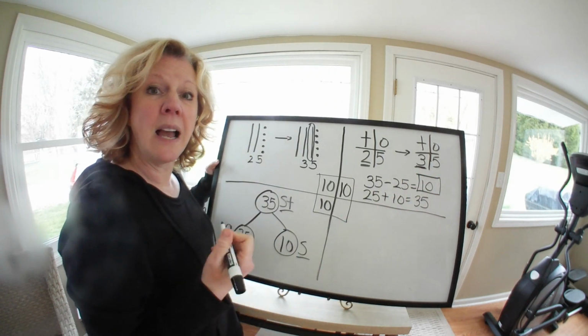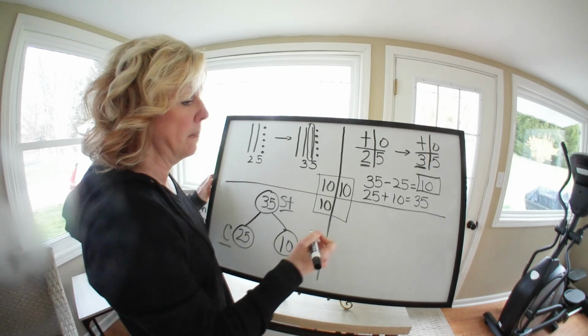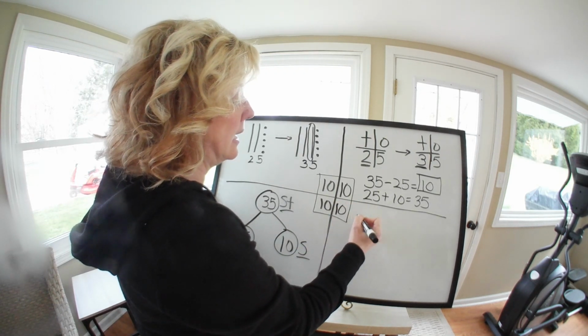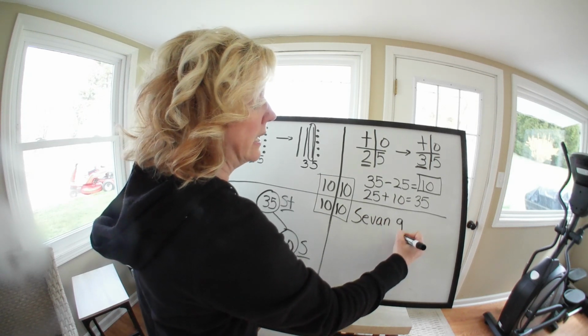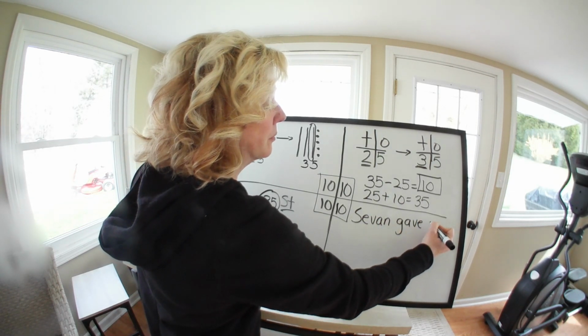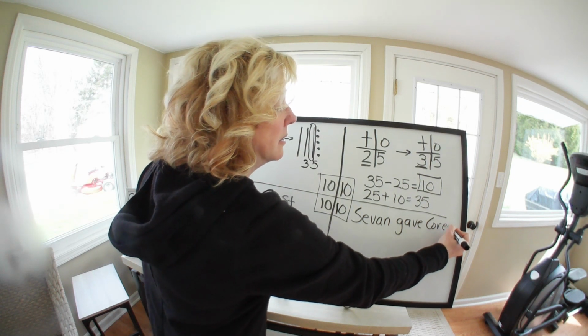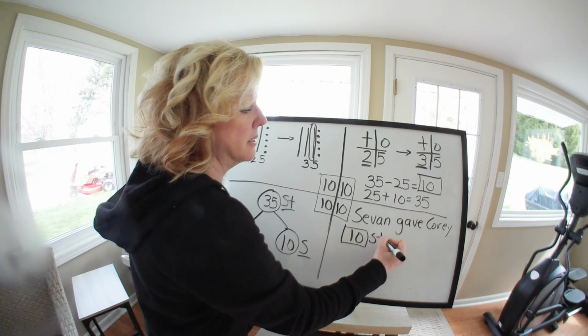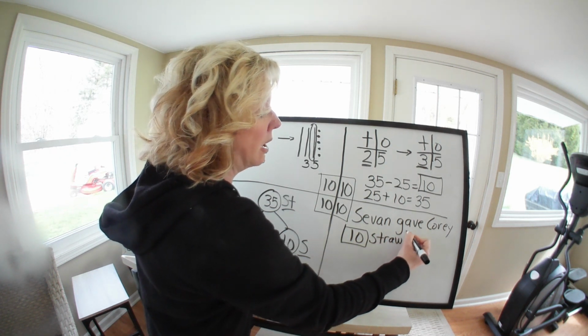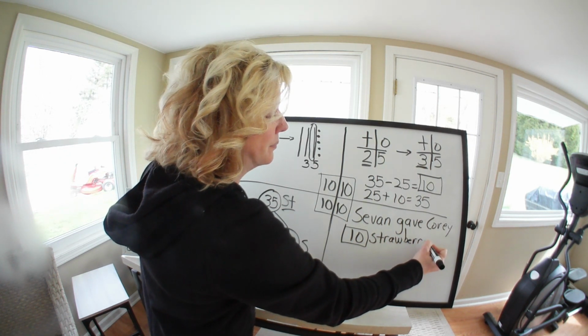And now my question was, how many did Savan give him? We can put the 10 here, and we're going to say, Savan gave Corey 10, and I'm going to put a box around it, strawberries. And that is what we call a complete answer.